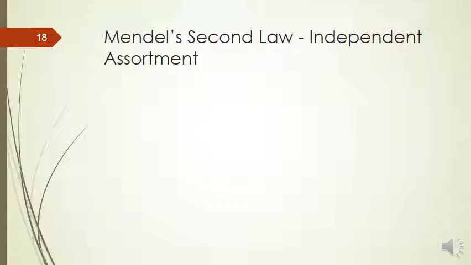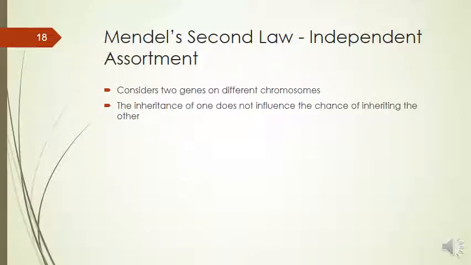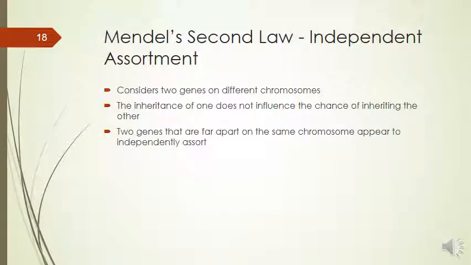Mendel's second law, independent assortment, considers 2 genes on different chromosomes. The inheritance of one does not influence the chance of inheriting the other. 2 genes that are far apart in the same chromosome appear to independently assort, because numerous crossovers take place between them.